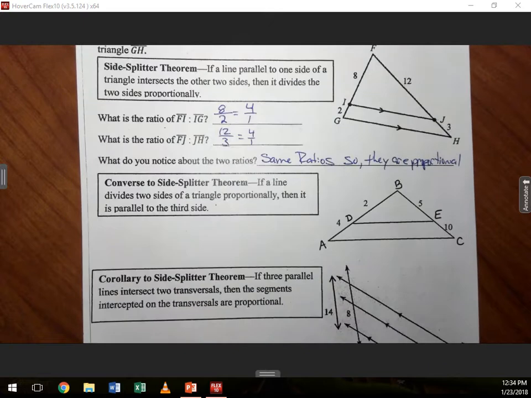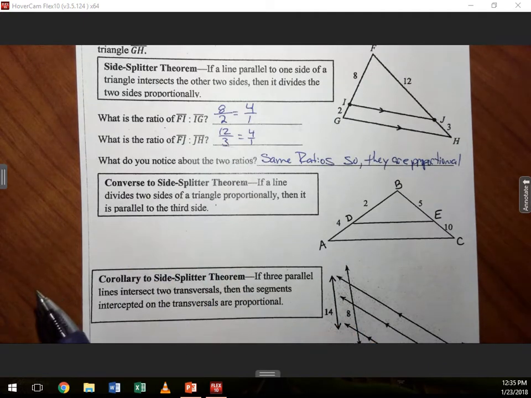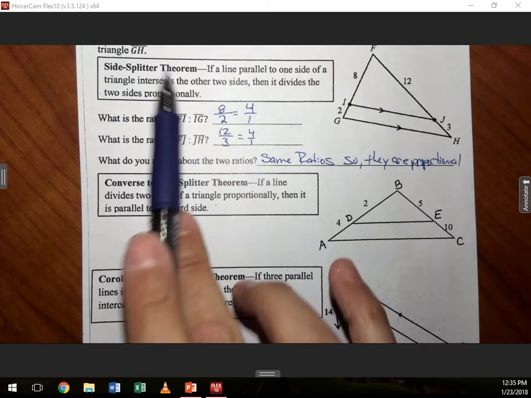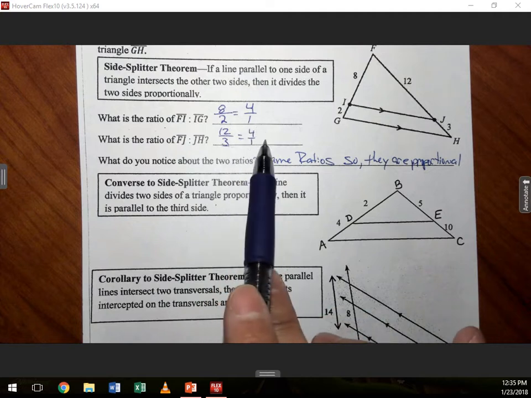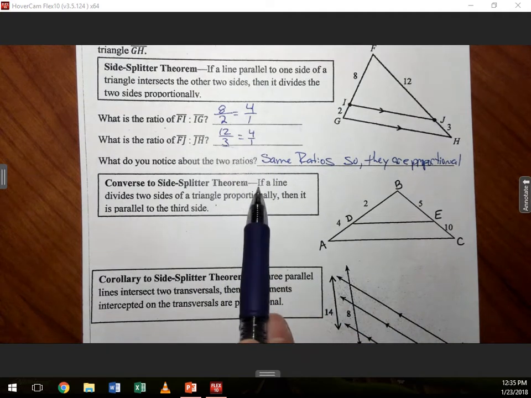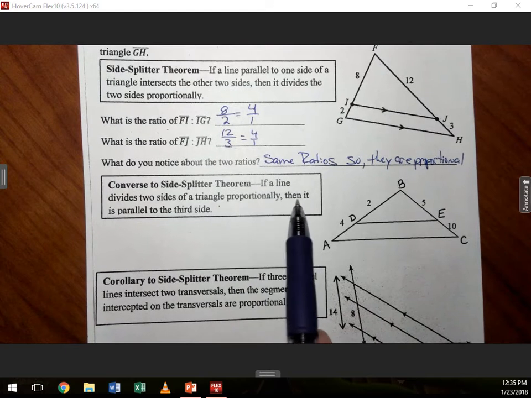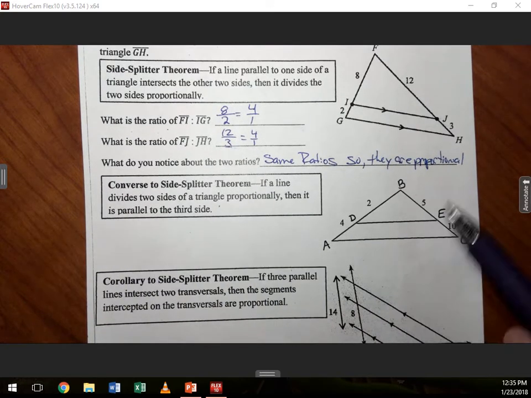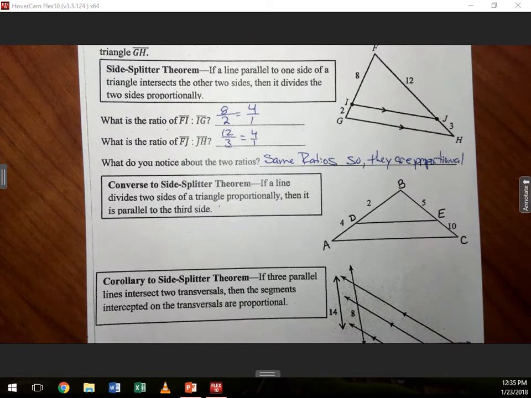Now the converse, so the converse actually works the formula backwards. For this one, I started off with them being parallel, and I worked it through, and I got that their segments are proportional. So now right here, if a line divides two sides of a triangle proportionally, then it is parallel to the third side. So now we're going to try and prove that they are parallel. We don't have that they're parallel, but we're going to see if they're proportional.